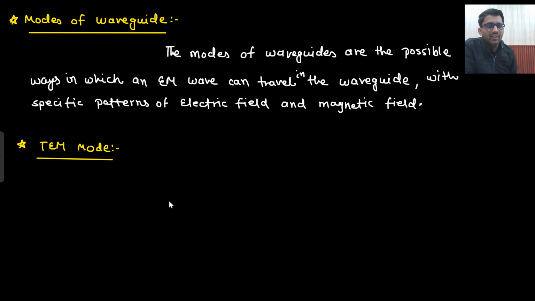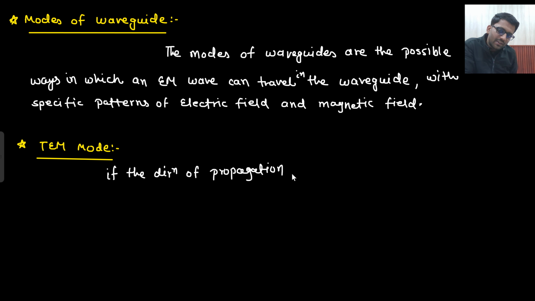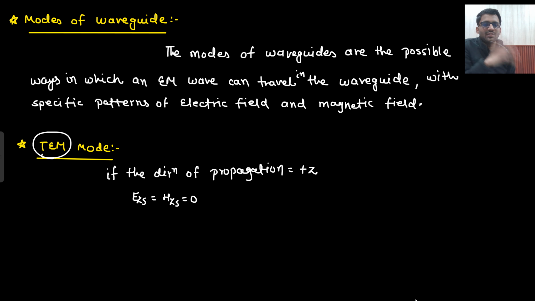Do you know what we mean by transverse electromagnetic wave? Yes. If the direction of propagation is plus z, then your EZS and HZS would be 0, and EXS, HYS, EYS and HXS could be non-zero. Certainly TEM means transverse electromagnetic. That means in the direction of propagation, you cannot have EZS and HZS components.